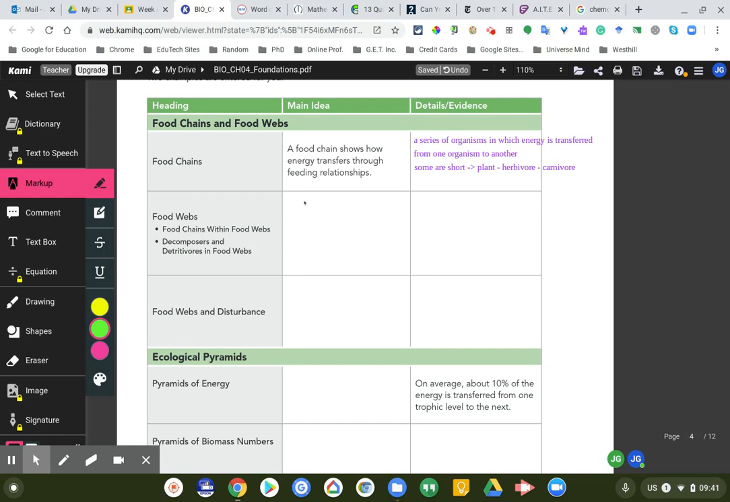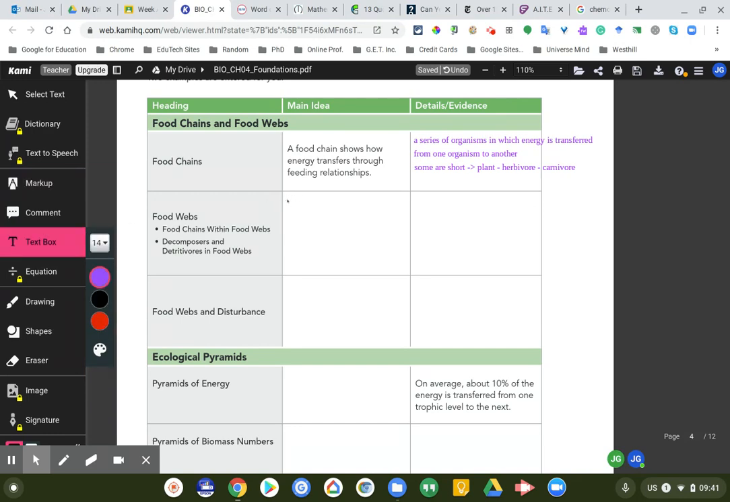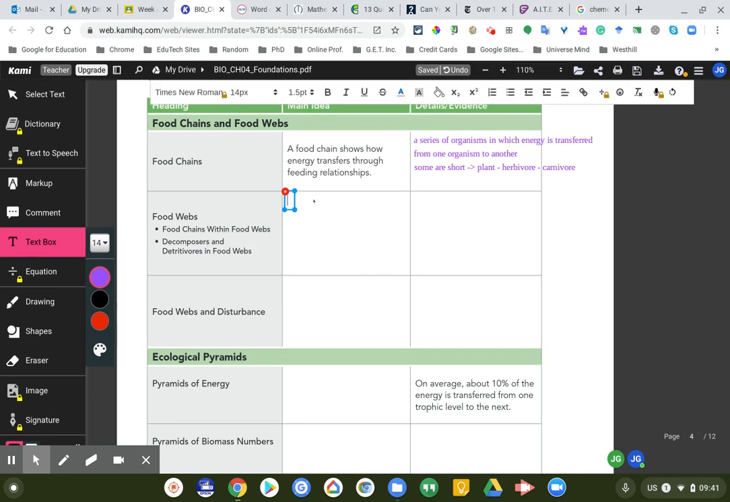Okay. So what do we have? We have a text box. I'm going to put this up here. So food webs are more complicated than a web.